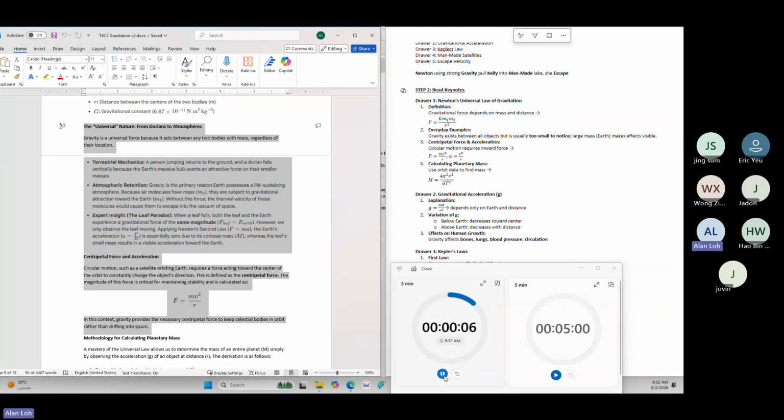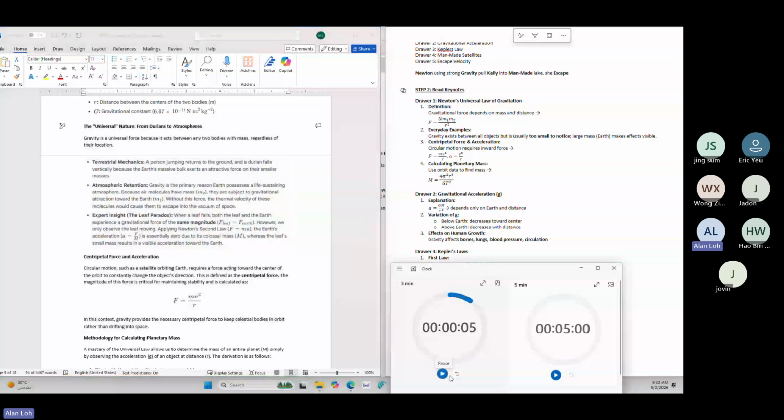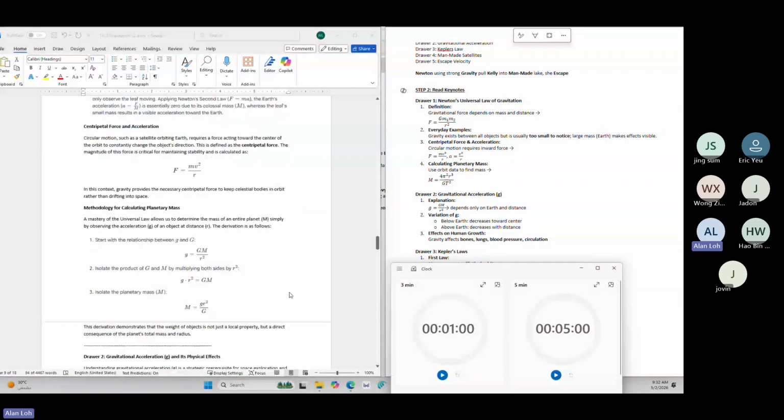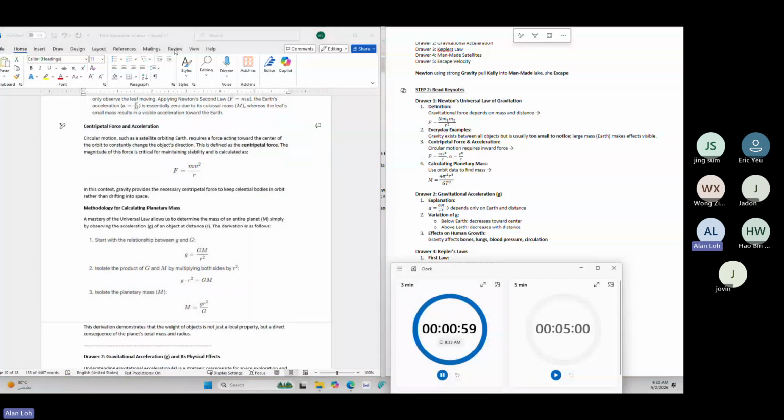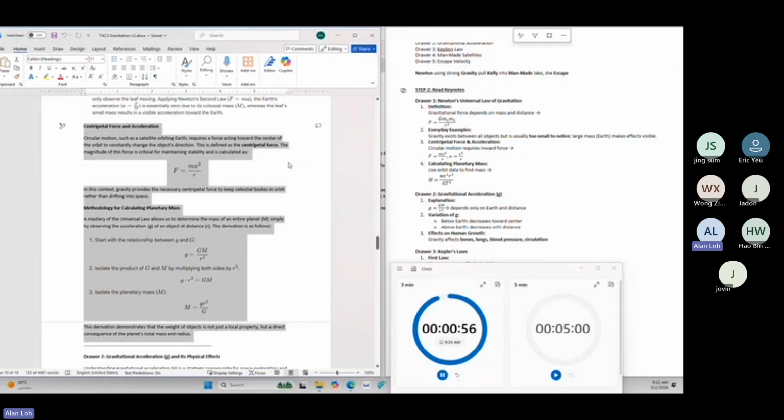Okay, let's go to the last part here before we go to drawer 2. Right, let's start. Now, this is the point number 4 actually. Centripetal is point number 3. Methodology of calculating the mass.